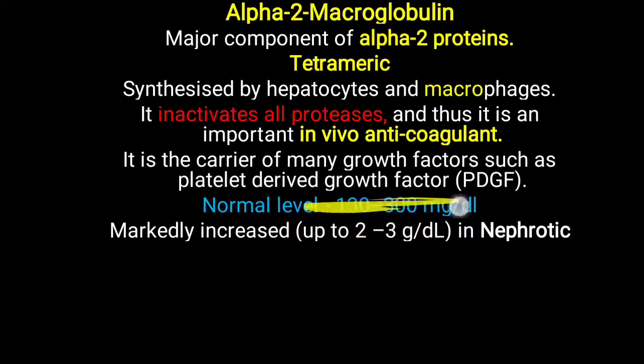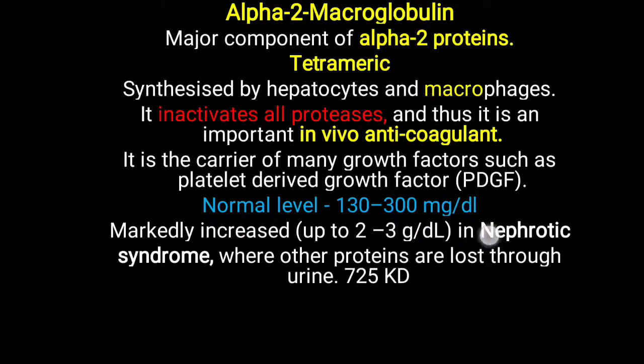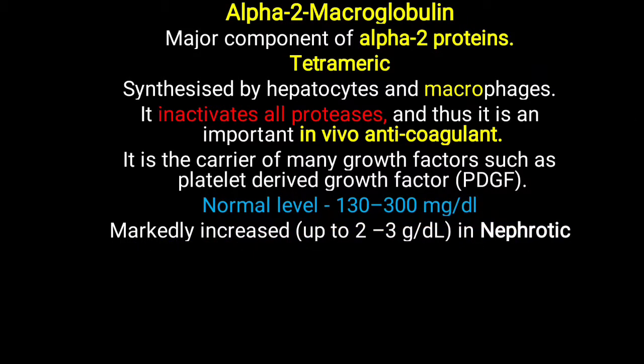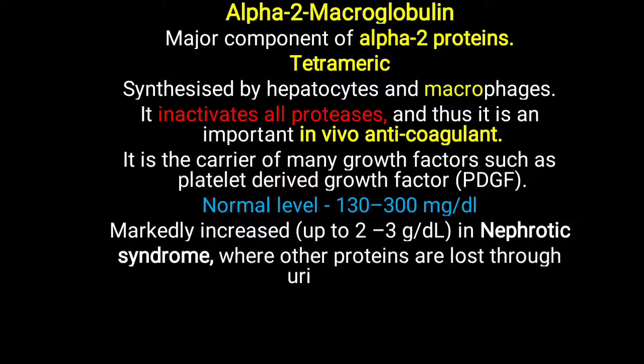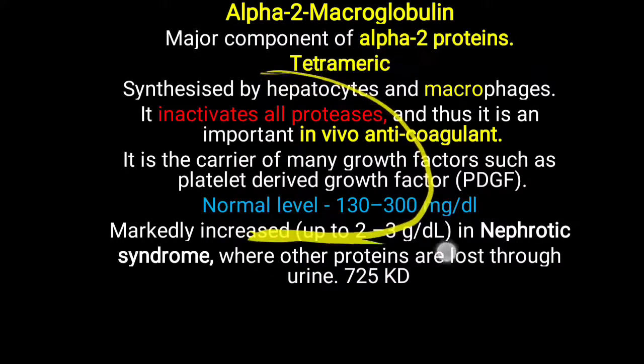deciliter, meaning from milligram it is converted, it is increased up to 2 to 3 grams. So simply we can say 2000 to 3000 milligram per deciliter in nephrotic syndrome. So what happens in nephrotic syndrome? There is damage to the glomerulus, which leads to lots of protein being excreted out in the urine. But because of its molecular weight of 725 kilodalton, meaning 725,000 dalton, it is a bigger molecule, and a comparatively increased level is found.